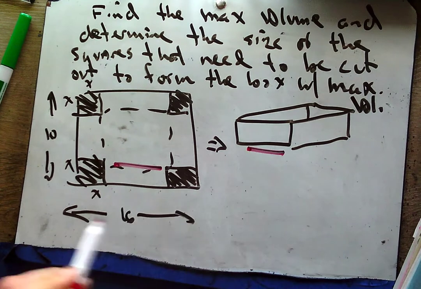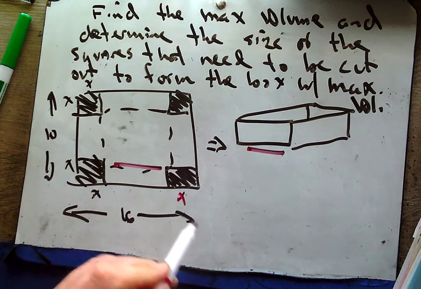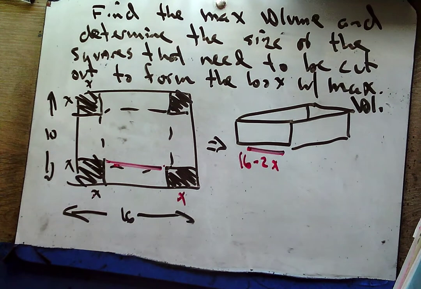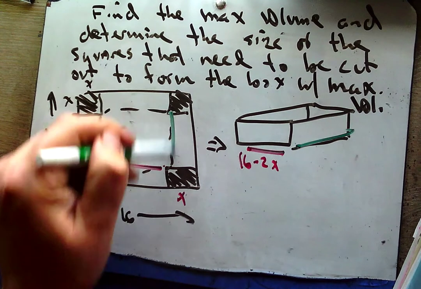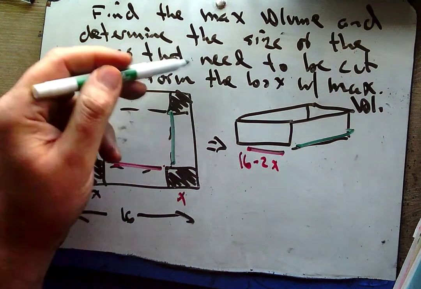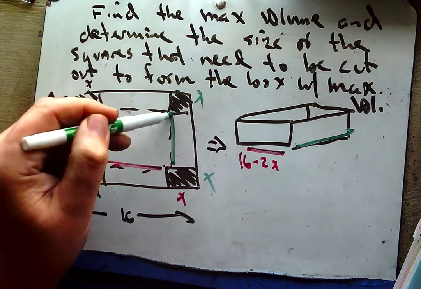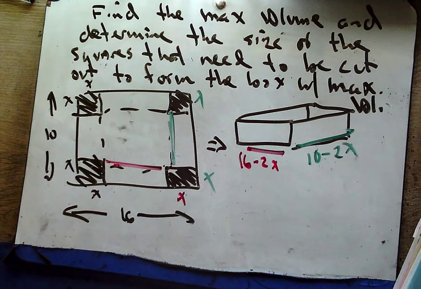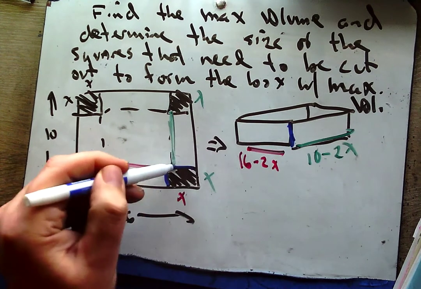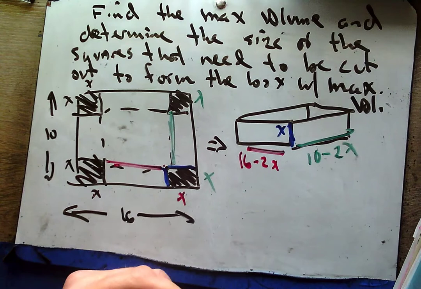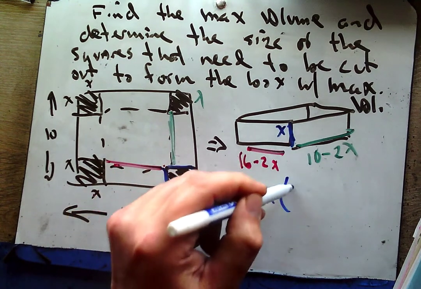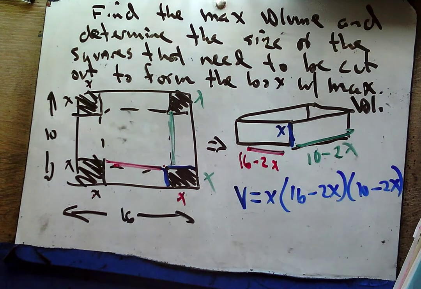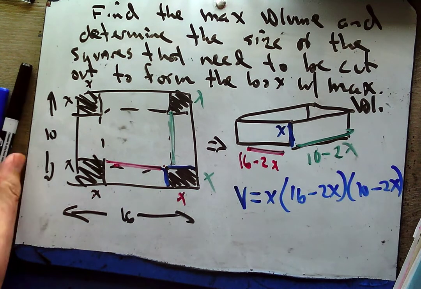How long is this? Well, this is 16. This is x. This is x. So this is 16 minus 2x. This is 10, and this is x, and this is x, so this has to be 10 minus 2x. And finally, this is just x. So my volume is x times (16 minus 2x) times (10 minus 2x). There's my volume formula. Remember doing this problem many times in pre-calc?